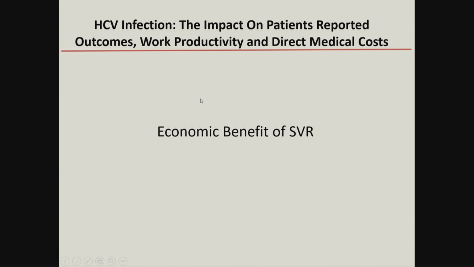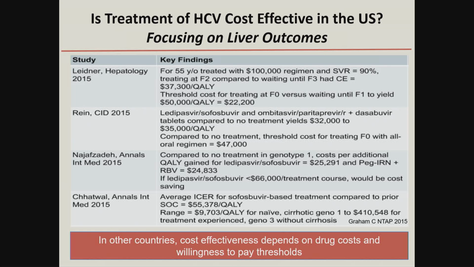Another important issue is to see if there is economic benefit of SVR. And there are a number of ways that you can look at it. Of course, everyone is focused on cost effectiveness. And when you look at cost effectiveness of most of the studies that looked at different regimens, they looked at liver outcomes primarily. And most of these studies summarized here on the slide suggest that, at least in the United States, the treatment that we currently have is cost effective.